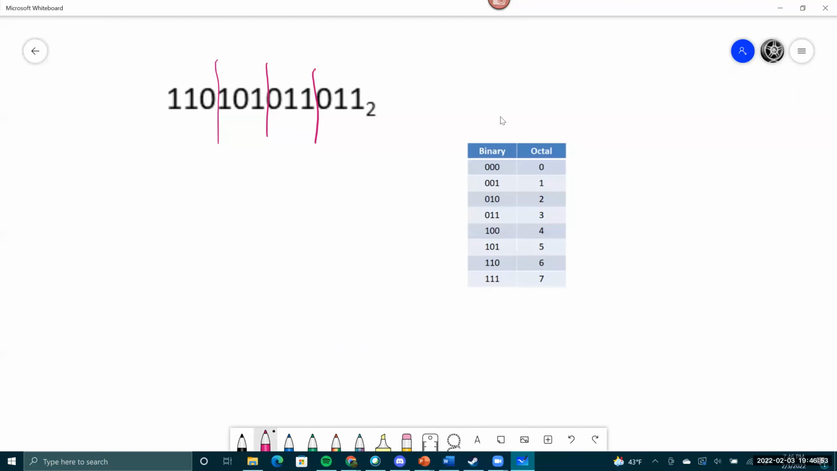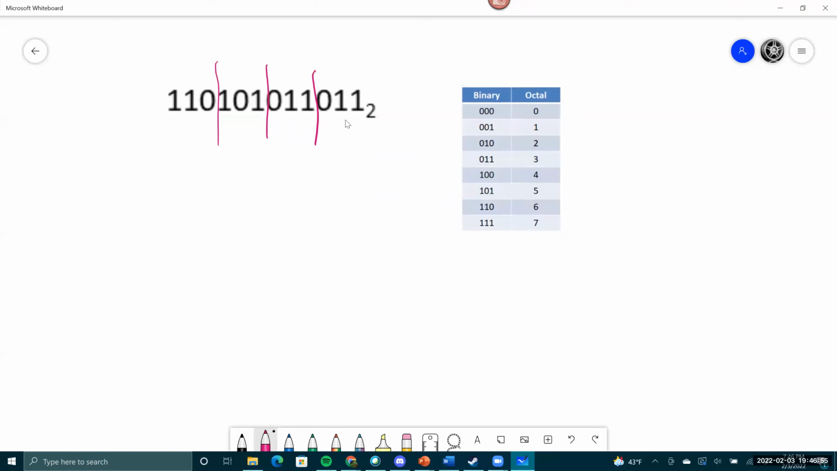So what we want to do here is look at 0, 1, 1. What's 0, 1, 1? 0, 1, 1 is 3, right? So we say this is 3. 0, 1, 1 again is 3. 1, 0, 1 is 5. And 1, 1, 0 is 6. And that's how we convert to octal. So binary to octal is very quick. All you have to do is find groups of 3 and then convert those 3 bits into the corresponding octal number.